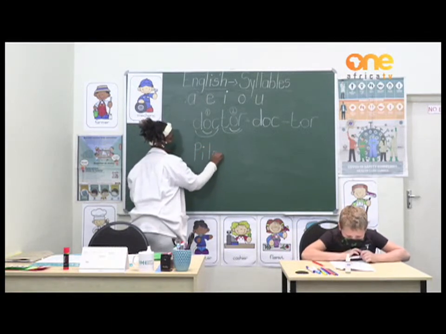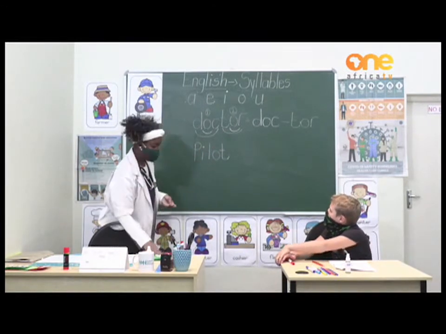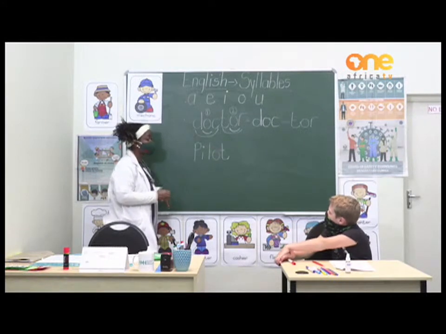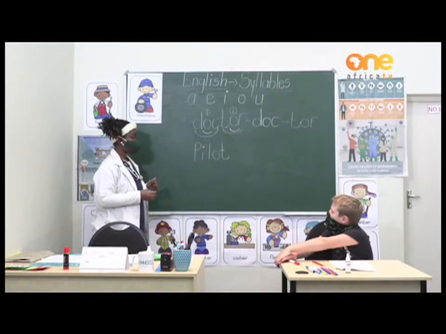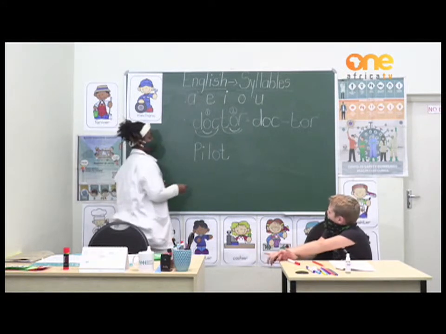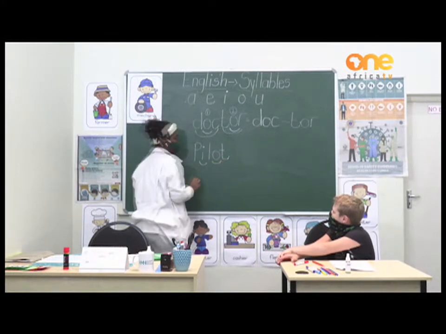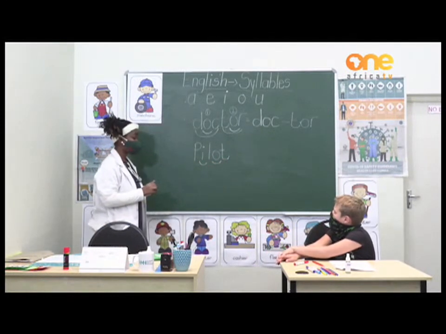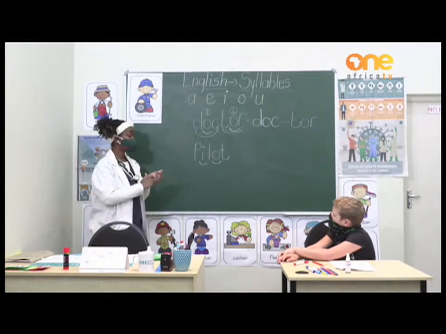Pilot. Have a look here. Leandre, pilot. All right. Now we have to start off by counting the vowel sounds. How many vowel sounds do we have? One and two. We have two vowel sounds. So we know automatically we have to divide the word into two syllables.